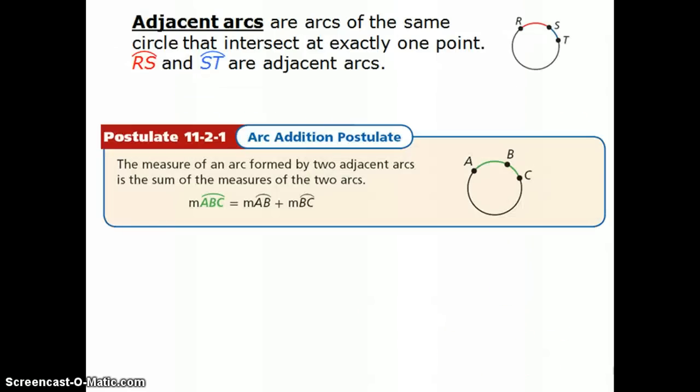Adjacent arcs are arcs that intersect in exactly one point. They're next door neighbors, as if you can think about them that way. The word adjacent often means next door neighbors. So the measure of an arc formed by 2 adjacent arcs is the sum. So the measure of this whole thing is actually the sum of this part and this part, which makes some sense, and we can go look at a problem right now.